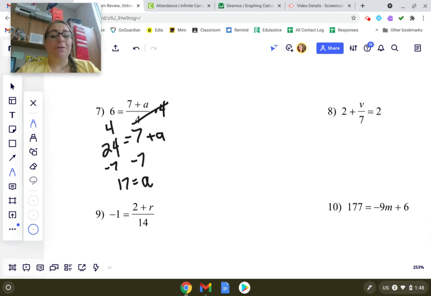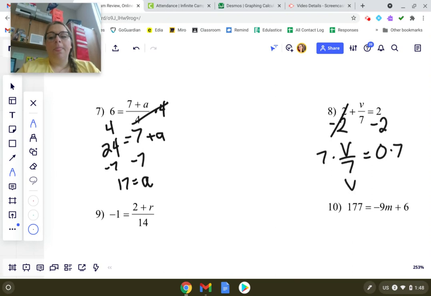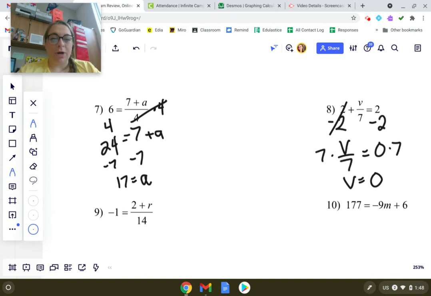Okay, but notice the difference between 7 and 8, because in 8, the 7 is only dividing the v, not the entire thing. So we're actually going to move that 2 first by subtracting. So I have v divided by 7 equals 0. And if I multiply by 7, I still get 0. Okay, so make sure we know the difference of when to multiply first and when to add or subtract first.